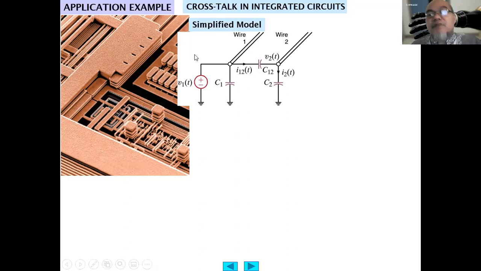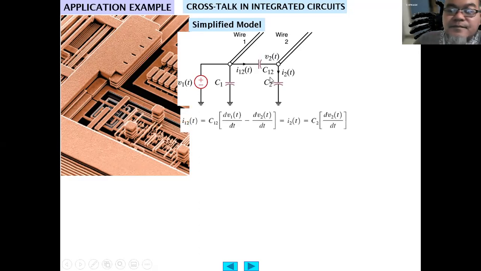And this is something which usually we don't want in electronics processing. We don't want the current from one wire to interfere with the other wire, because it will create noise. So this can be modeled as capacitance between the two wires, and the current flowing through the capacitance C12 here is I12. The wire itself has a capacitance to the ground, modeled as C1, and the second wire has a capacitance to the ground, modeled as C2.